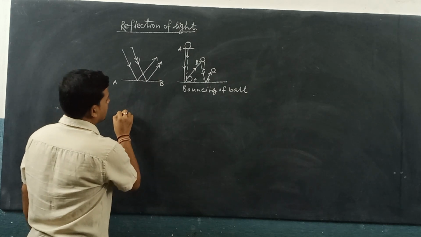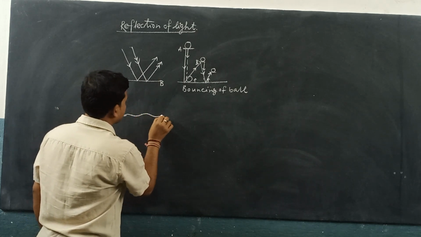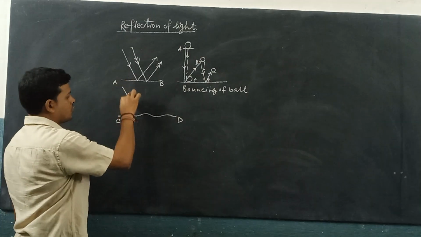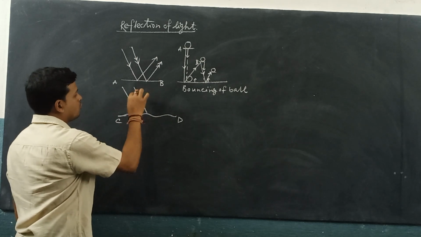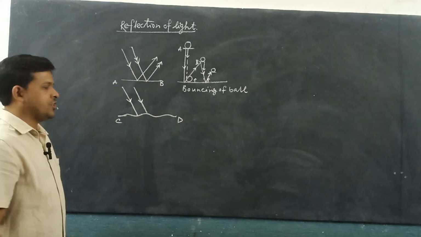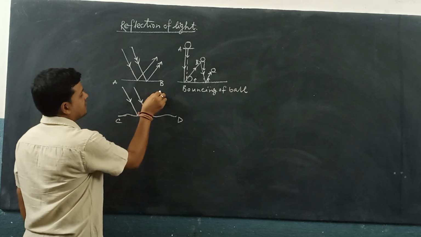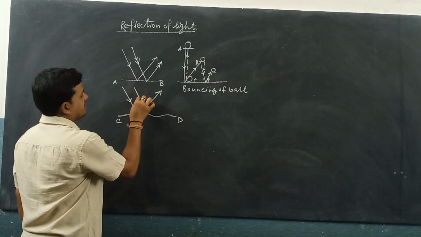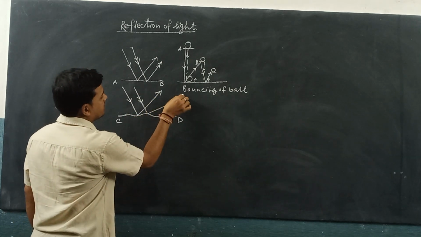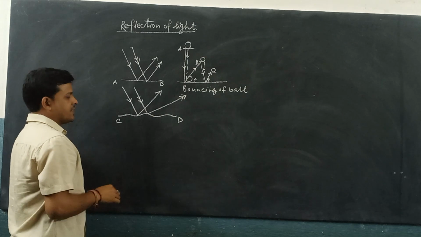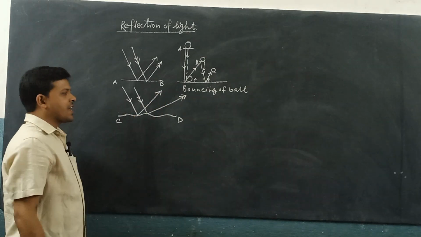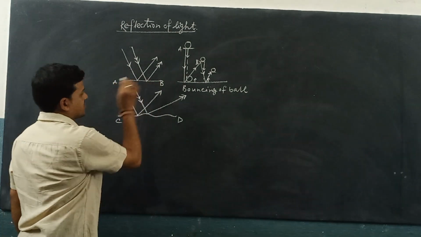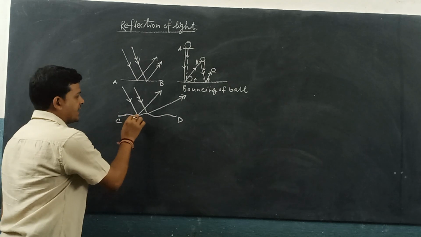Similarly, in another figure, reflection of light also occurs, but the surface is CD. CD is not like AB. Though the incident beams are parallel to each other, after reflection the light rays move in different directions. That means the reflected light rays are not in a particular pattern. So it depends on the surface, here AB and here CD.